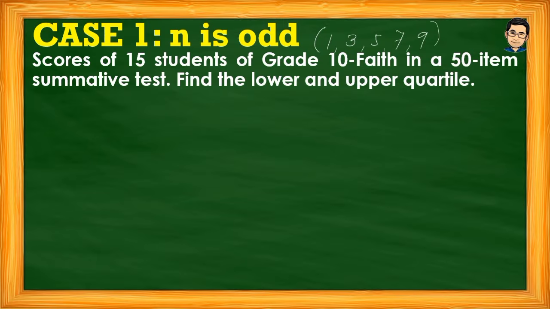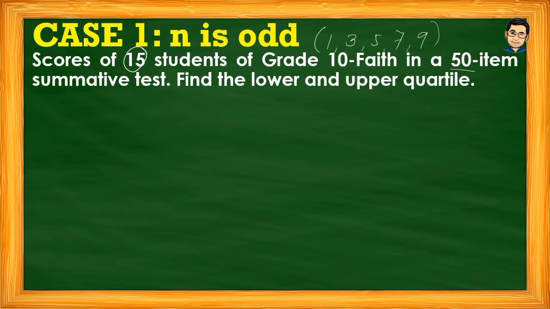We have here the scores of 15 students of grade 10 FATE in a 50-item summative test. Find the lower and upper quartile. As you can see, in the introductory part of the title, we can already see what n, the number of observations, is, and that is 15. And 15 is an odd number. The highest score, if a student gets perfect, is 50. Here we do not yet need the highest score and the lowest score; those are usually used in grouped data.